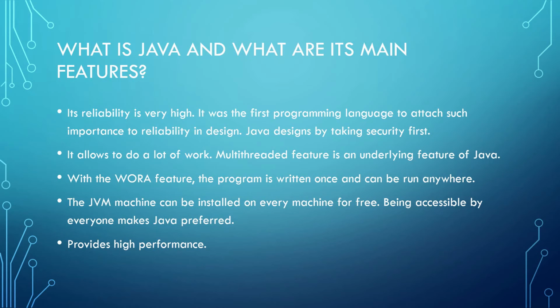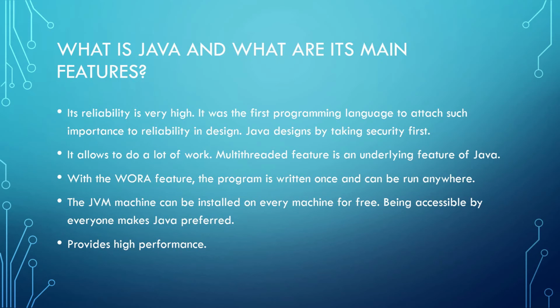Its reliability is very high. It was the first programming language to attach such importance to reliability in design. Java was designed by taking security first. It allows a lot of work to be done. The multi-threaded feature is an underlying feature of Java.